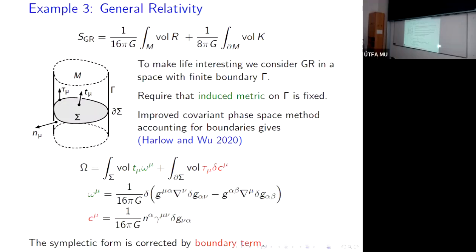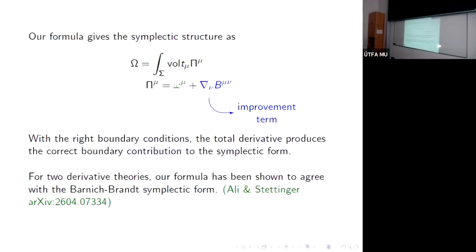Okay, also one can use this symplectic structure to compute the symplectic form in general relativity. And there's an issue concerning boundary terms in the definition of the symplectic structure in relativity, and maybe I'm running out of time, so I won't go into detail there, but it turns out that this formula computes the correct symplectic structure for general relativity, including the boundary term, and that was the subject of a recent paper.